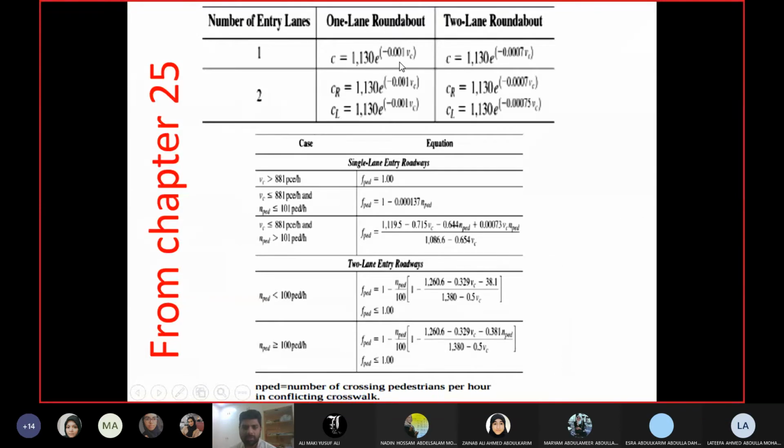And remember, these equations are for calculating the capacity of the lanes of the road, because delay is calculated for the lane of the road. If it is 1 lane entry, the road has 1 lane, so you have 1 equation for capacity for a 1 lane roundabout and then for a 2 lane roundabout. If there are 2 lanes, then each lane may have a different capacity. So you have CR, the capacity of the right hand side lane, and CL, the capacity of the left hand side lane.